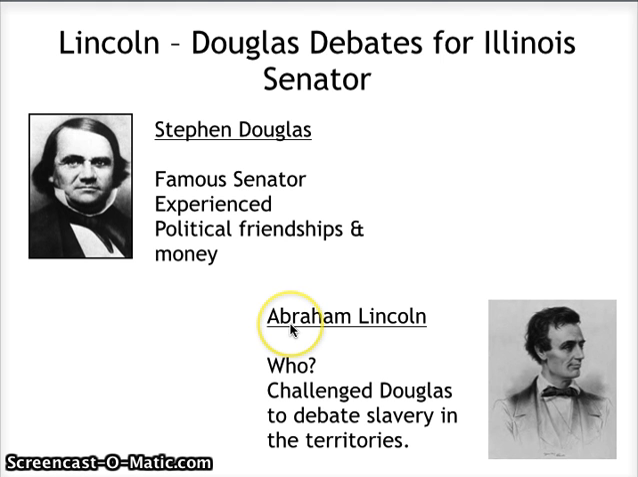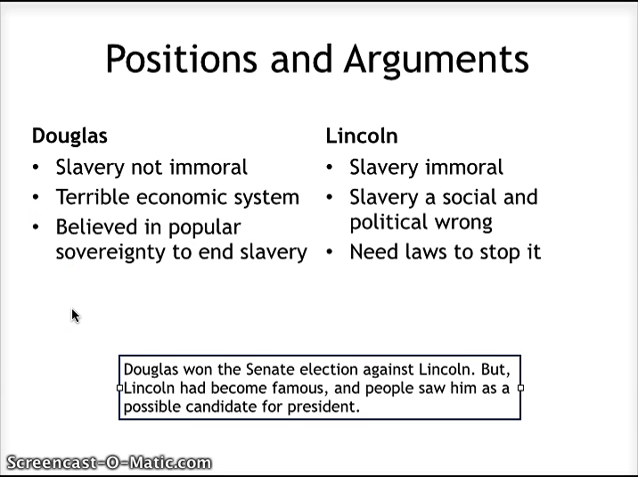Abraham Lincoln was going to be the head of the Republican Party. But no one really knew who he was. He was a lawyer and a successful lawyer, but he didn't really have much experience when it came to government. But he challenged Douglas to a debate on slavery in the territories. So we're going to start to see the rise of popularity of Abraham Lincoln. So eventually Lincoln challenges Douglas to a debate. And they have some differing views on this issue of slavery.